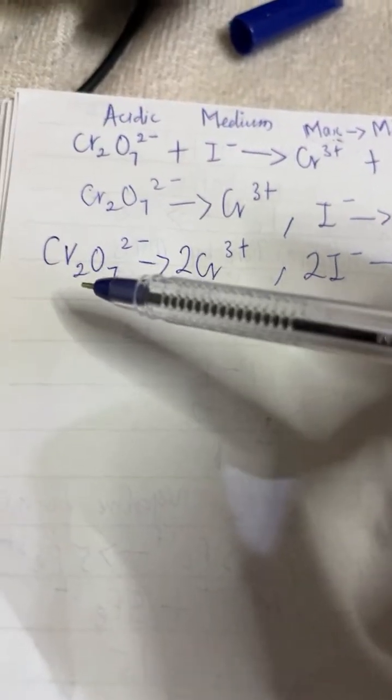So you need to get the oxidation number of the main element here. The main element is chromium. So we need to get the oxidation number of chromium in Cr2O7 2 minus. So Cr2O7 2 minus, right? Let's be quick with this.